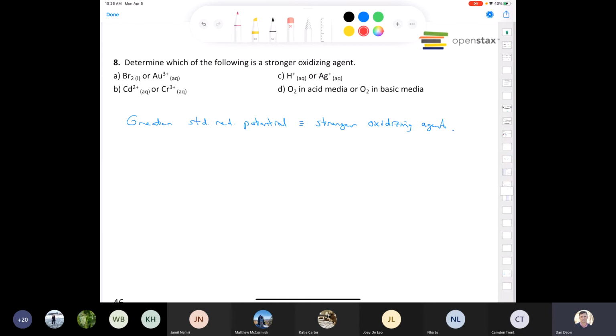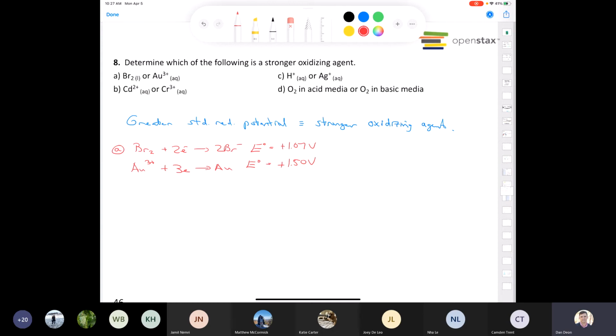I'll just write these down for you. For A, if you look at the reduction of bromine, Br2 plus 2 electrons gives you 2 bromide ions. The standard reduction potential is plus 1.07 volts. The reduction of gold 3 plus, Au3+ plus 3 electrons to produce solid gold, has a standard reduction potential of positive 1.50 volts. Here's my question to you. Which one is a stronger oxidizing agent, bromine or gold 3 plus? It is not a trick question.